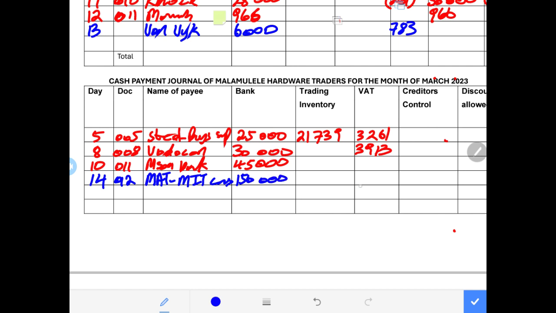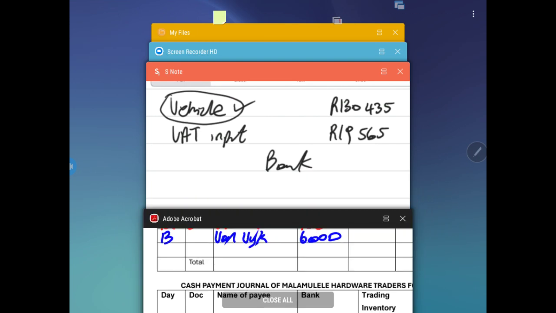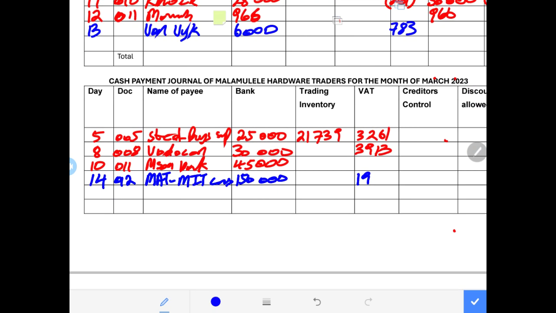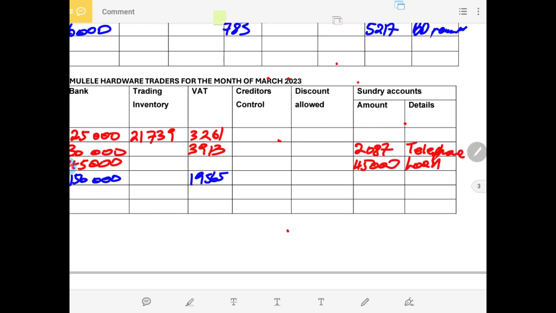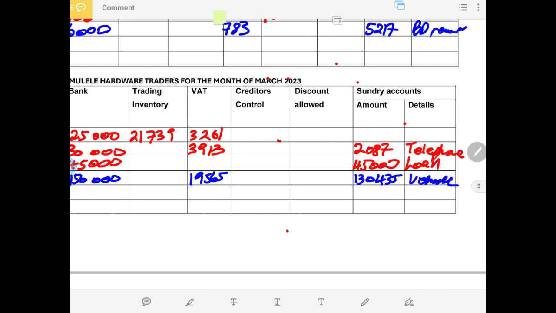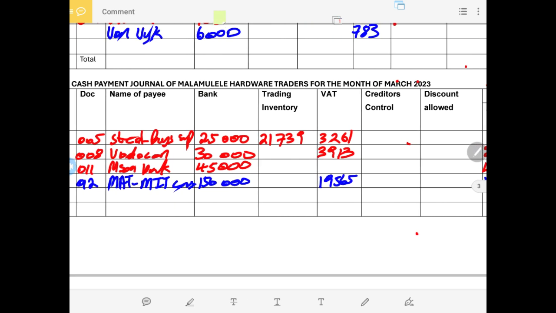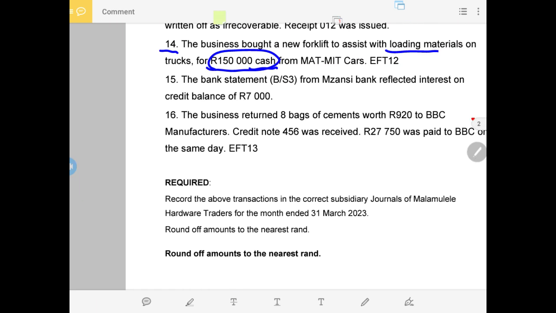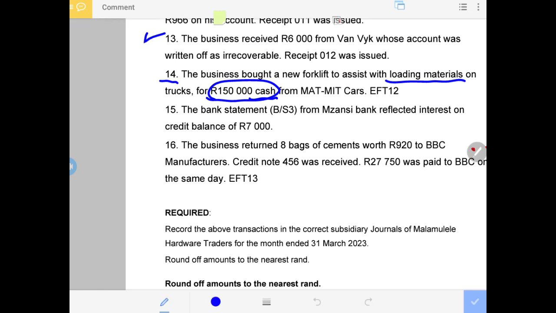It's not trading stock. Remember, our VAT was 19,565. Then how much is the cost of this vehicle that we bought? 130,435. I still remember that one. That is the vehicle. Why? Because the vehicle does not have a column in this journal. Therefore, now it goes under sundries. Then after, we explain what it is for.